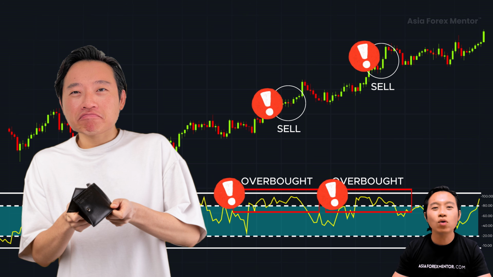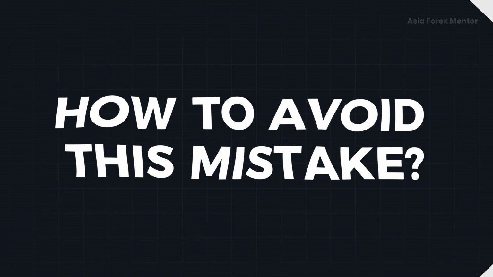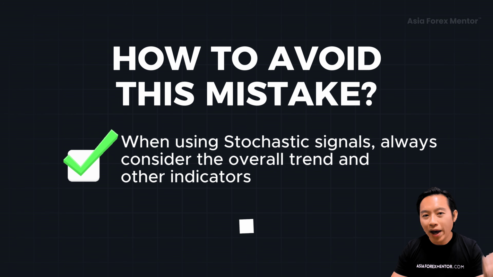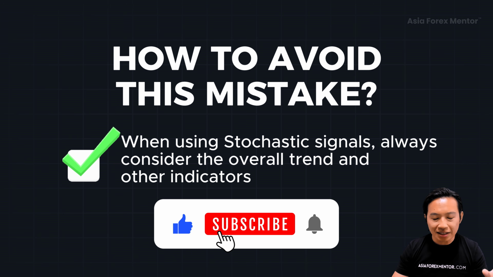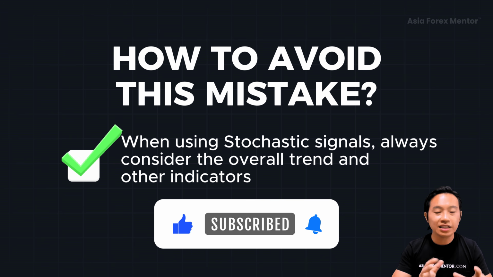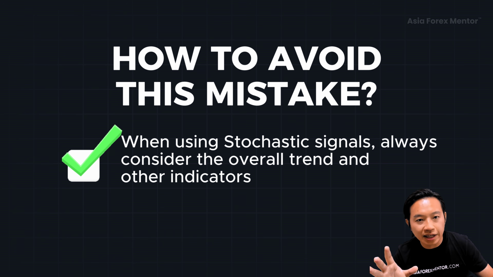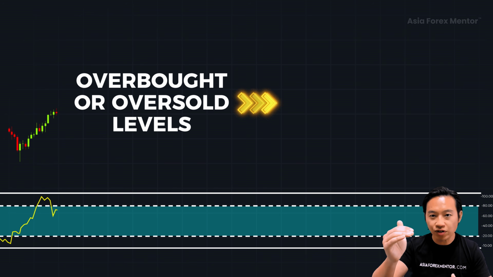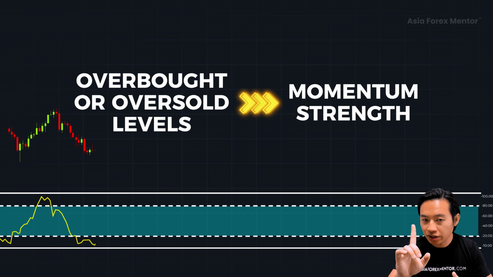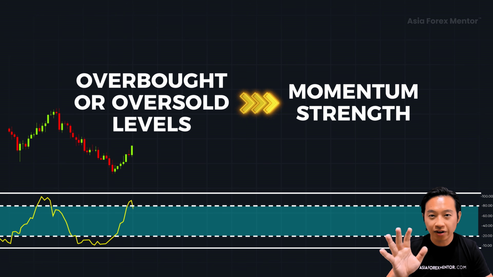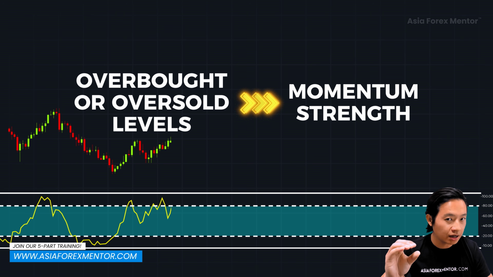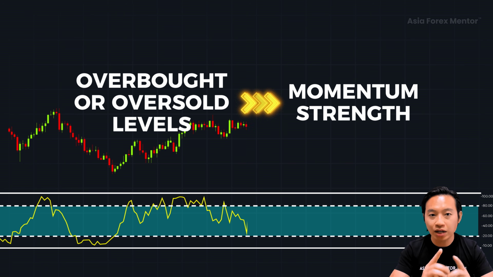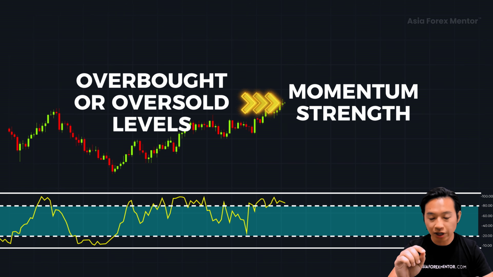Okay, so here's how to avoid this mistake. When using stochastic signals, you've got to always consider the overall trend and also the other indicators. In trending markets, overbought or oversold levels show momentum strength, not a direct reversal signal. They show momentum strength. So rather than trading solely based on this signal, you've got to blend it together with the broader analysis. I'm going to show you what I mean by that.